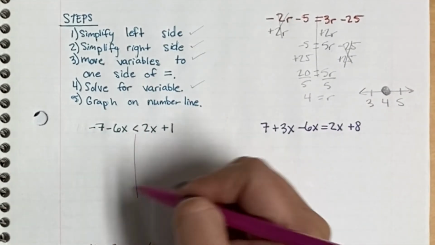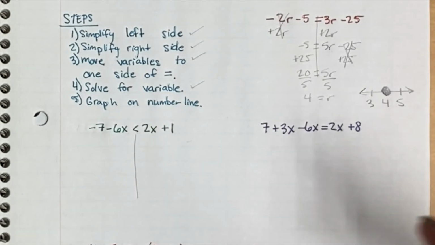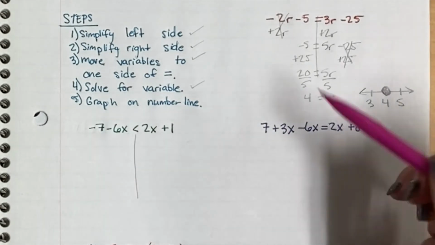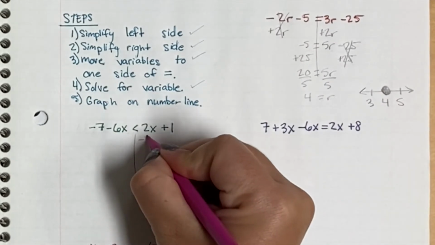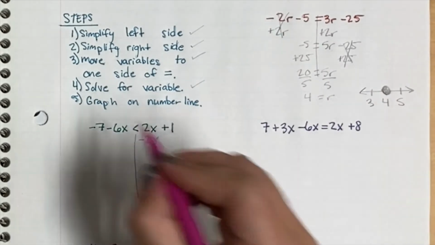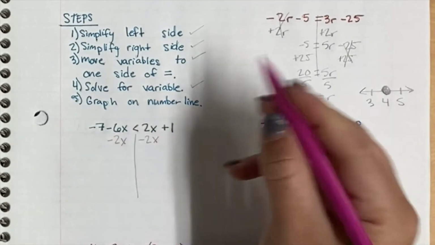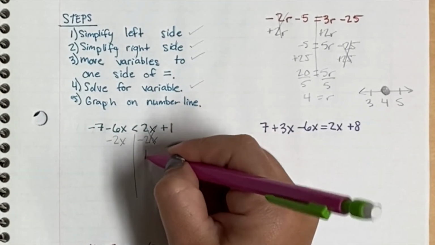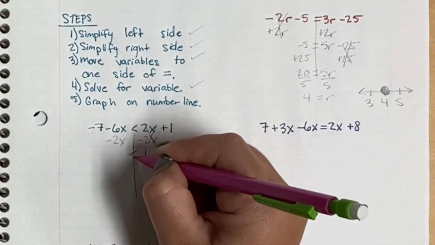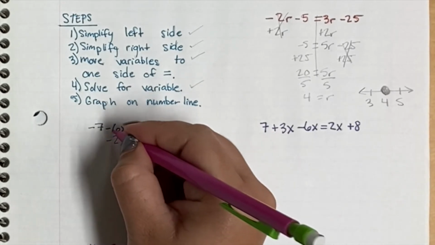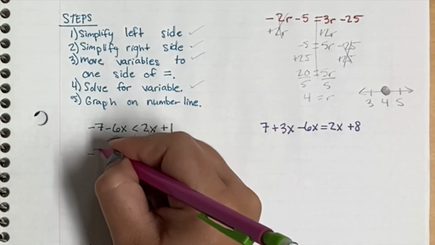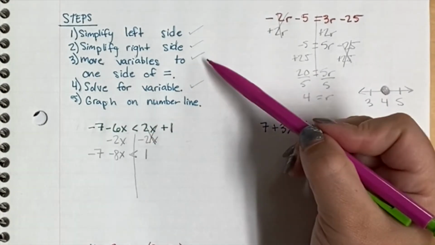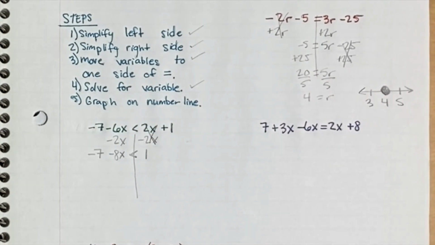So I want to get all of my x's on one side. Again, it doesn't matter which way you move. Last time I moved the 2r to the right. I'm going to show you guys what it looks like to move the other direction this time. I have a positive 2x, so I'm going to subtract it on both sides. These cancel. I'm left with 1. Keep my symbol. -6 minus 2 gives me -8x, and then I didn't do anything with that -7. So that is a check for step number 3.